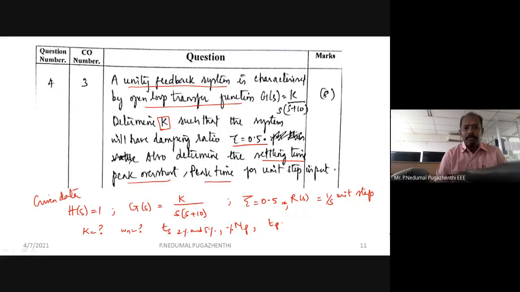Okay, so let me continue. The ultimate aim is that only if I know omega n and zeta, I can find the settling time, peak overshoot, and TP. With zeta known, I can find MP, the maximum peak overshoot, but to find TS and TP, I have to go for omega n. To calculate omega n, I should know what k is first.